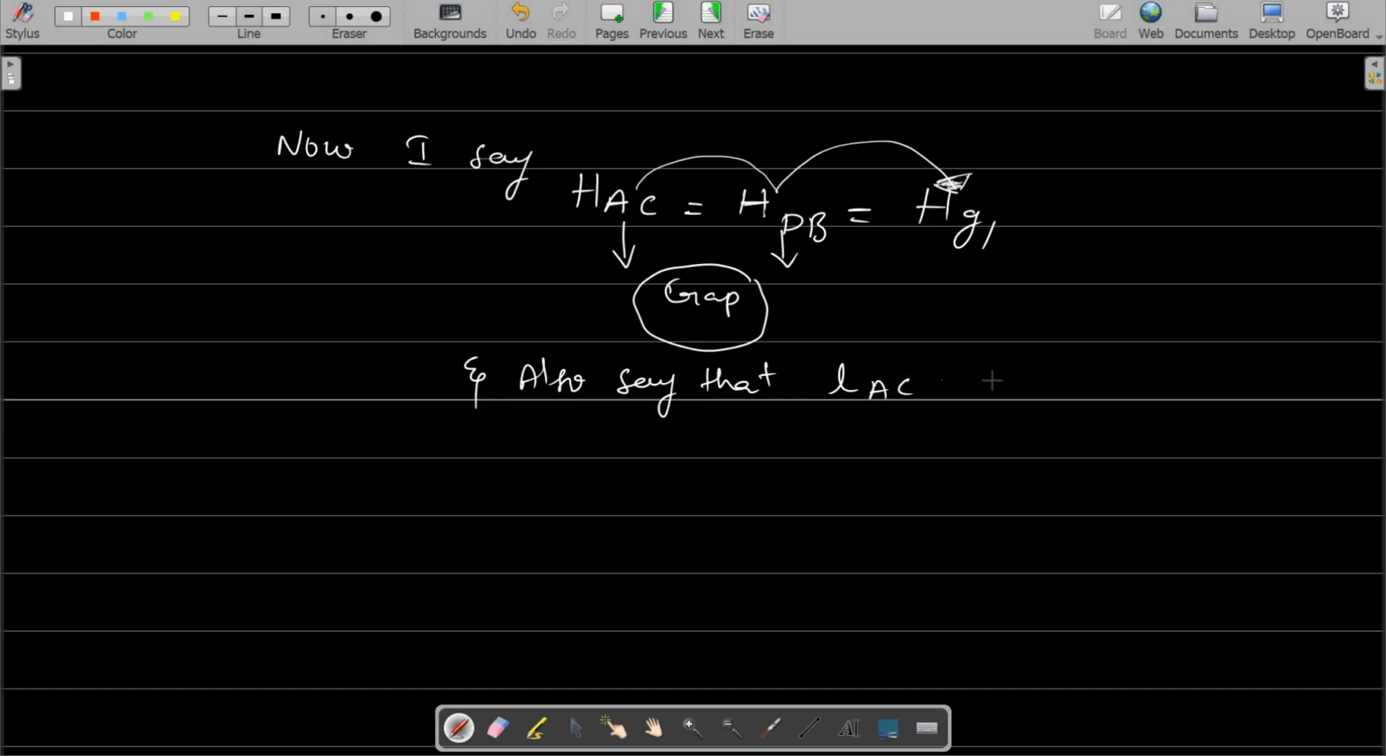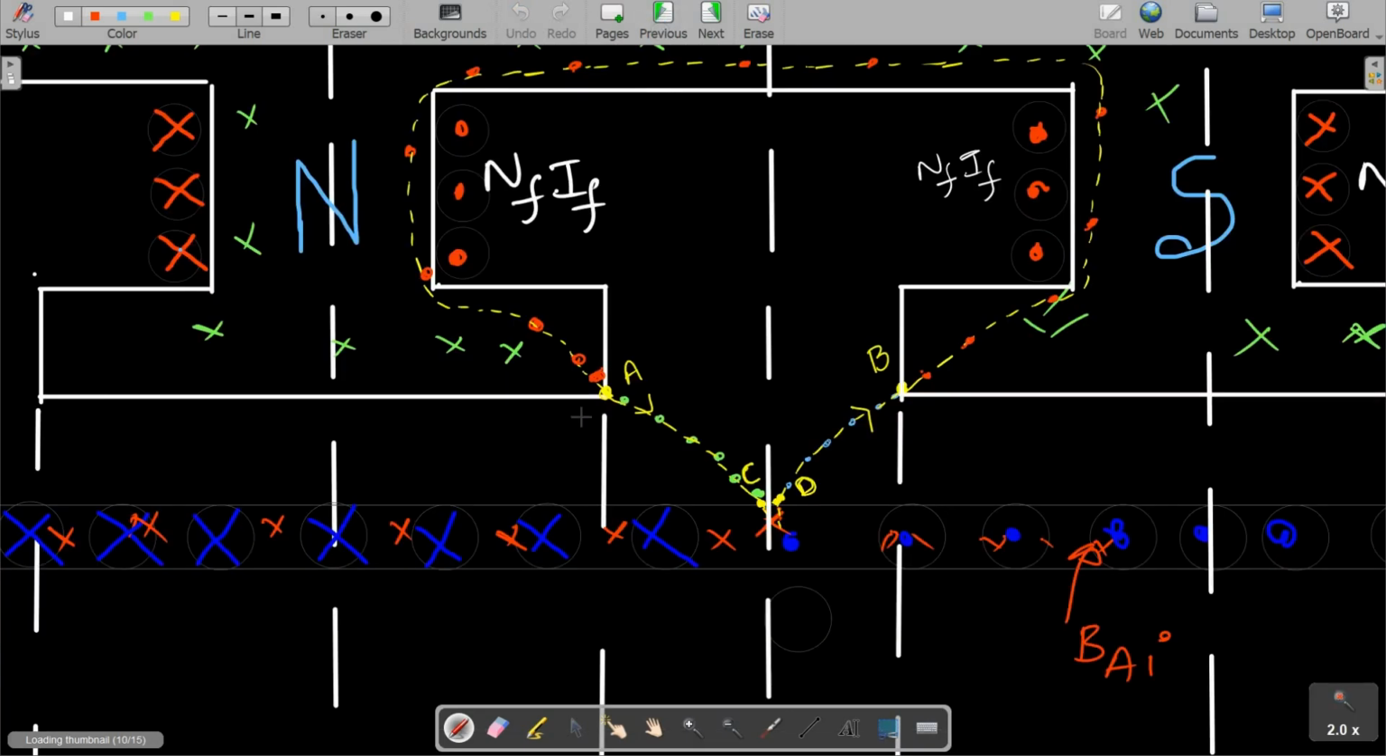And also the length LAC is equal to X, and also length LDB is also equal to X. That means whatever the length is, AC and also DB are both equal to length X, which is a good approximation. You can see the same length here and here also.